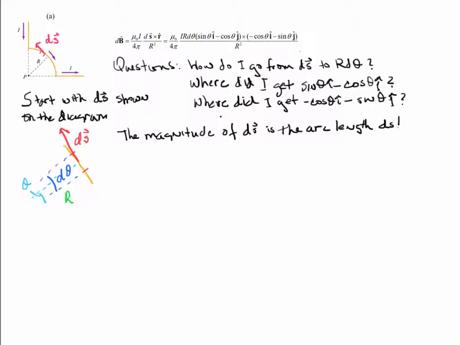The magnitude of ds is the arc length ds. Now, how is the arc length related to the radius r and d theta? Go back and think about when you did some angular work. How did you relate r, theta, and s, where s is the arc length? No different for r, d theta, and ds. And we have that ds is equal to r d theta, which explains the r d theta in the equation above.